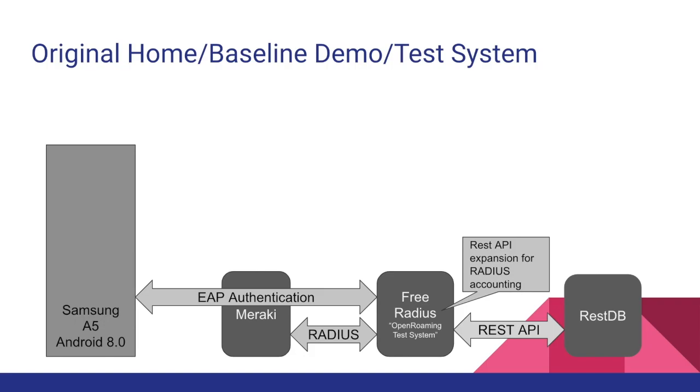And then this is my current home network. This was the precursor to what I created, using just a Samsung Galaxy A5 on Android 8, EAP through FreeRadius and Cisco Meraki, with a RESTDB backend.